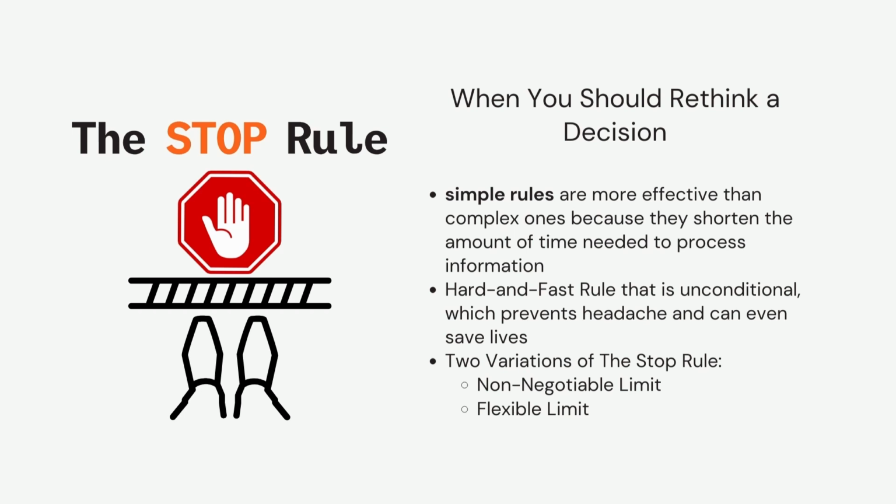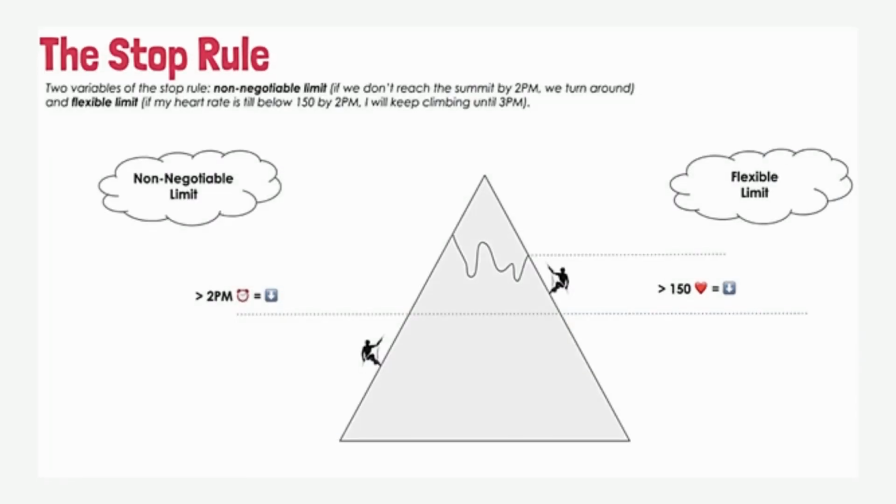For example, they think of it this way: if we don't reach the summit by 2 p.m., we turn around. And it has happened that when such a stop rule was broken on Mount Everest in 1996, 8 people died. Therefore, there are two variations of the stop rule: a non-negotiable limit, as in the example given, that if we don't reach the summit by 2 p.m., we turn around, versus a flexible limit. It says here that if my heart rate is still below 150 by 2 p.m., then I will keep climbing until 3 p.m. So this is how you apply the stop rule.